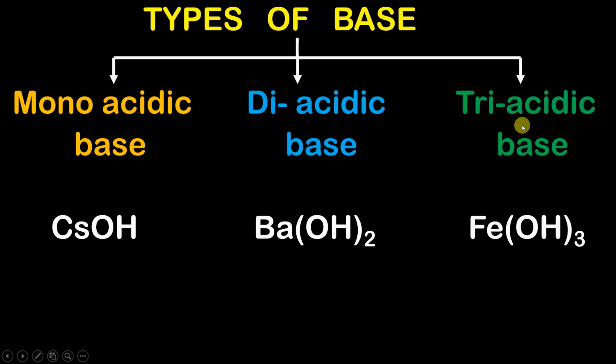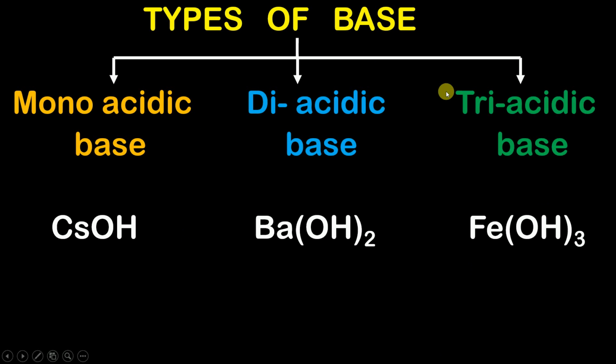Similarly, a triacidic base, FeOH3, is going to give us 3 OH minus ions after you add it to water. So I hope you have understood these types as well.